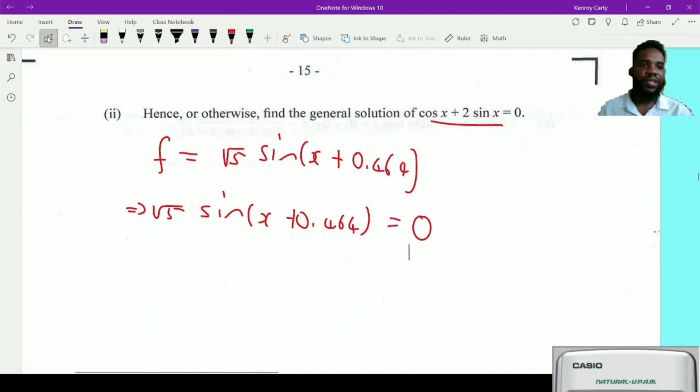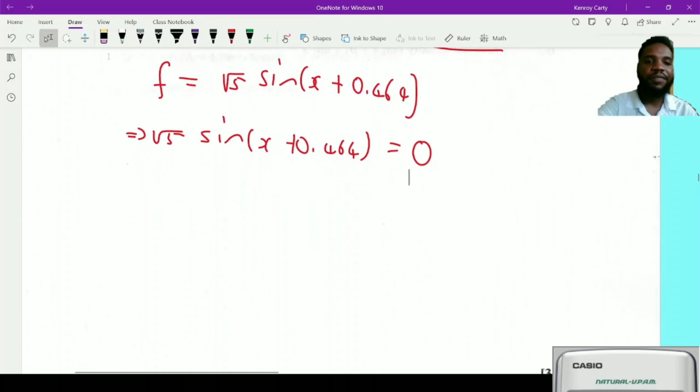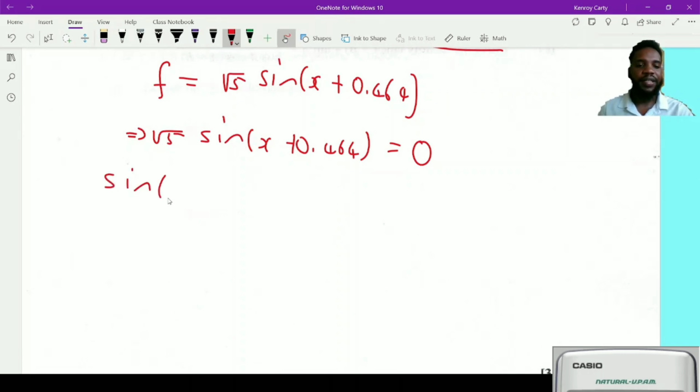We transpose it like a normal equation, as you know. Alright, so I'm going to have to start by getting rid of the root 5. So you normally get rid of the coefficient before you get to the function. So I'm going to have sine of x plus 0.464 is equal to 0, as we would have divided both sides by root 5. Now, we want the general solution. Good? So in order to get the general solution, let me recall what the general solution for sine is. And let me use a different color.